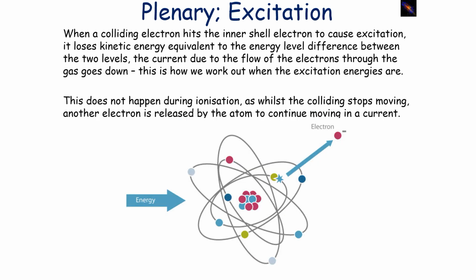Now, when a colliding electron hits the inner shell electron to cause excitation, it loses kinetic energy equivalent to the energy level difference between the two levels. So the current flow due to the flow of electrons through the gas goes down, which is how we can work out what the excitation energies are. This doesn't happen in ionization, as whilst the colliding electron can stop moving, another electron is released by the atom to continue moving in a current.